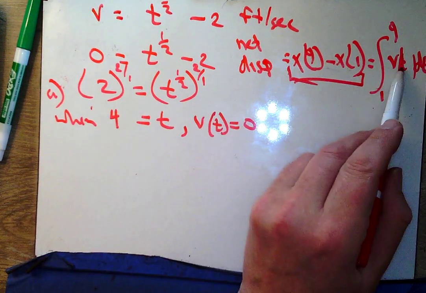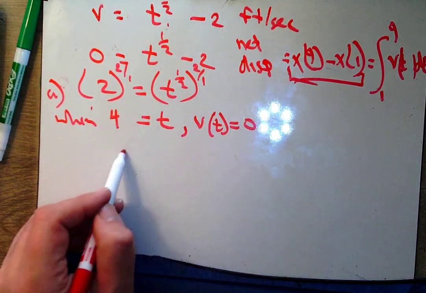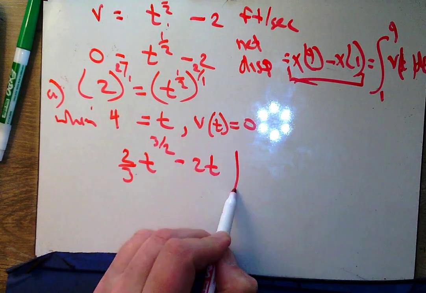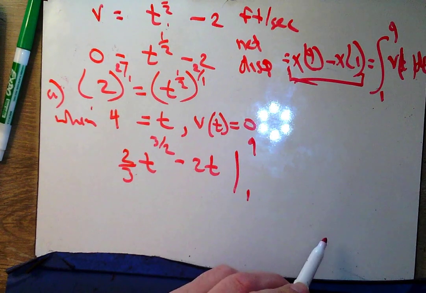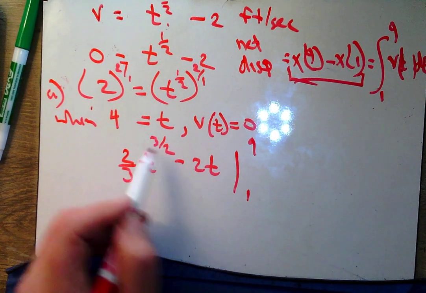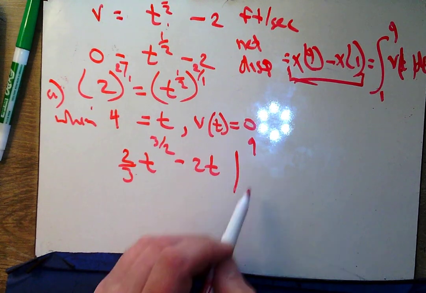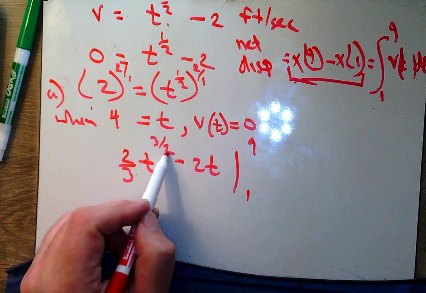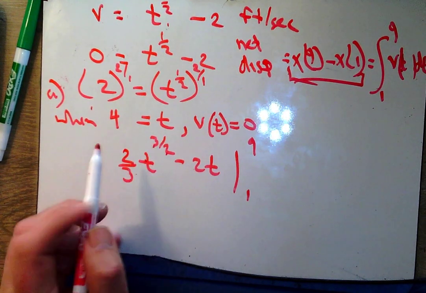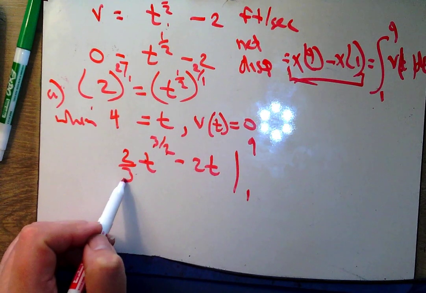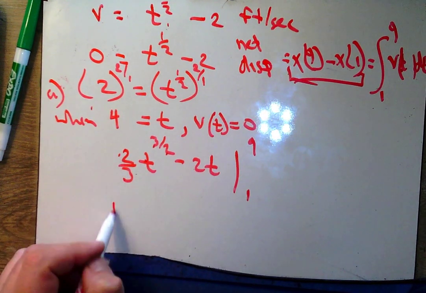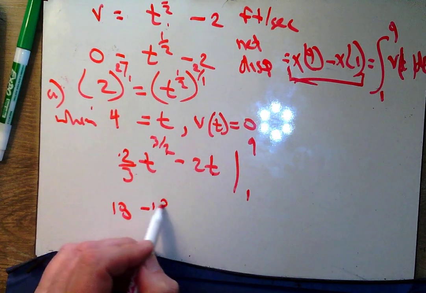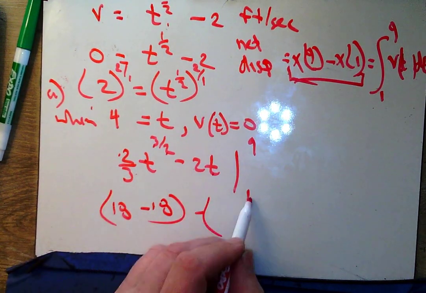Okay, so antiderivative. The antiderivative of this velocity function is 2/3 t to the 3/2 minus 2t, and we're going from 1 to 9. Now, you see this 3/2? Yeah, that's why we have 1 and 9, because I can take the square root of these numbers. So when I plug in a 9 here, square root of 9 is 3, 9 times 3 is 27, 27 divided by 3 is 9, times 2 is 18, minus 2 times 9, which is 18. Now let's plug in a 1.